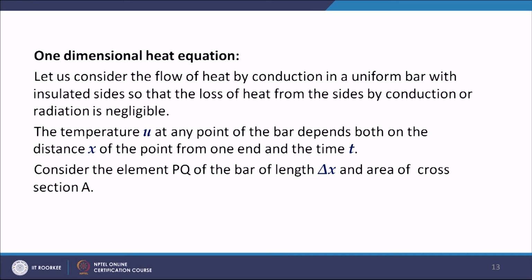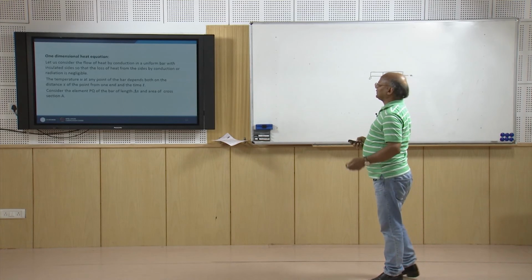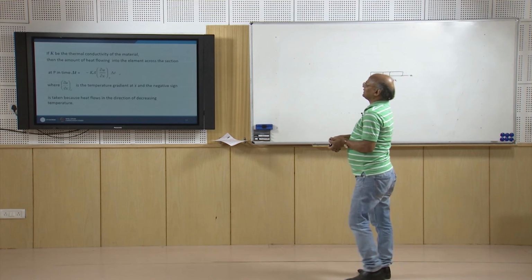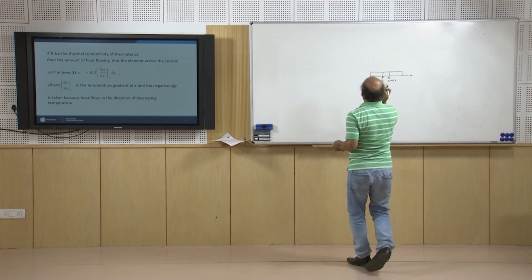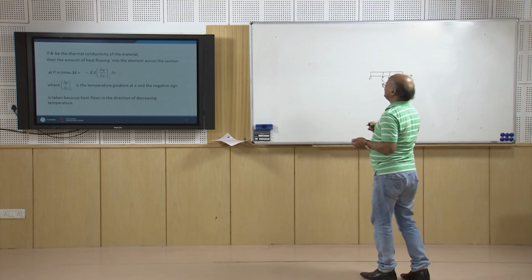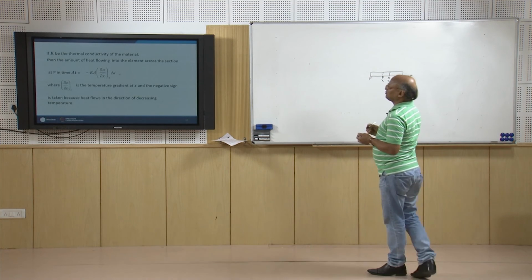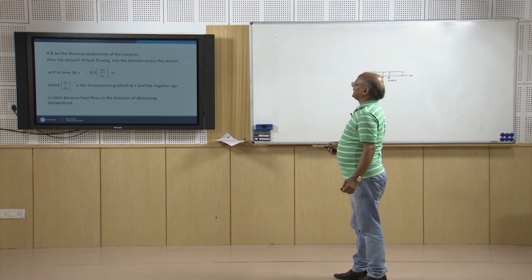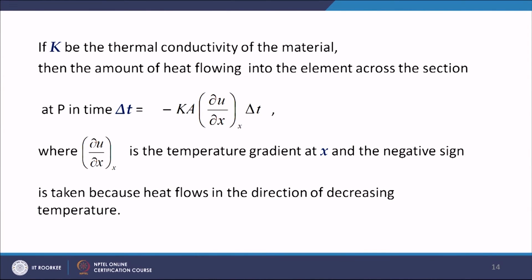So, consider the element PQ of the bar. Let us say OP is x and OQ is x plus delta x. So, the element PQ of the bar has length delta x and area of cross section A. If K is the thermal conductivity of the material, then the amount of heat that flows into the element across the cross section at P in time delta T is given by minus K A into delta U by delta x into delta T, where delta U by delta x is the temperature gradient at the point P, and the negative sign is taken because the heat is flowing in the direction of decreasing temperature.